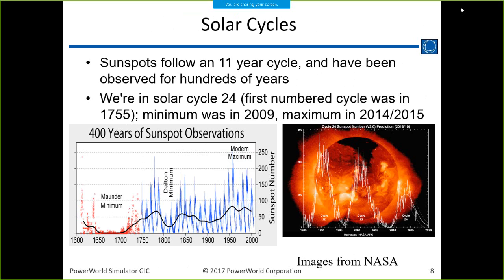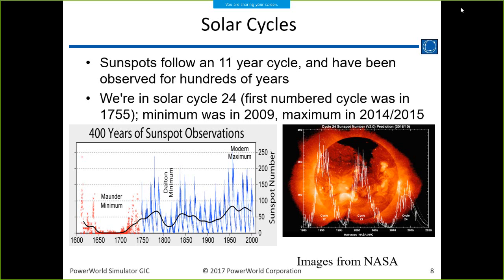So the sun goes through cycles. Most people know there's sunspots, and there's an 11-year cycle on the sunspots, and solar activity kind of varies with the sunspots. We are in what's called solar cycle 24 right now. The first numbered cycle was in 1755. This is a plot here of the number of sunspots over time, and you can see it goes up and down in 11-year cycles. There's longer-term variations that go on as well.